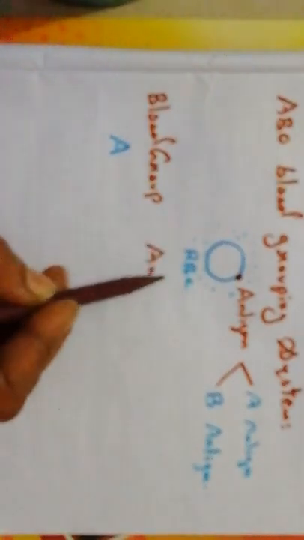The antigen here will be A. If the antigen is A, the blood group will be considered as A blood group. As per the name of this antigen, the blood group will be considered. So the antigen is A, so the blood group is A.